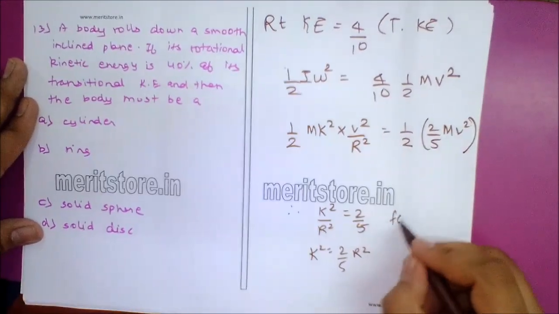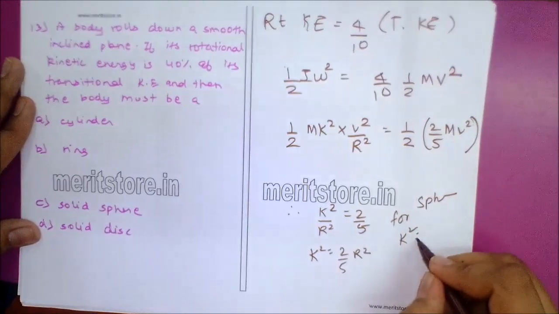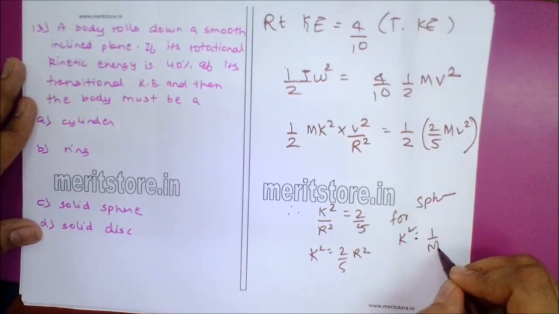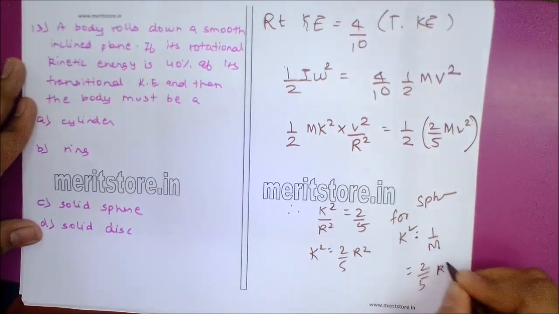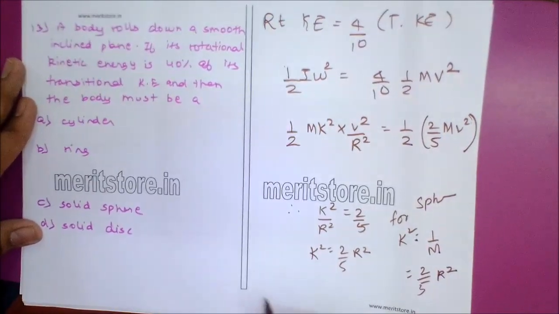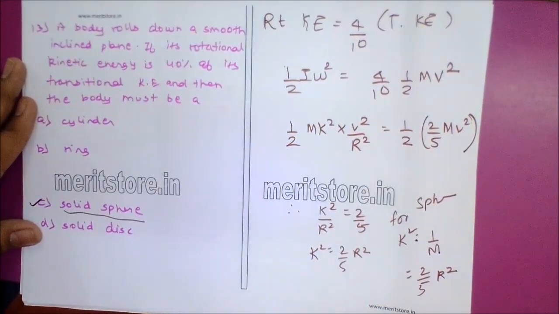For a sphere, k square is equal to 2 by 5 r square. Therefore, the rolling body is a solid sphere. Option C, solid sphere, is the correct answer.